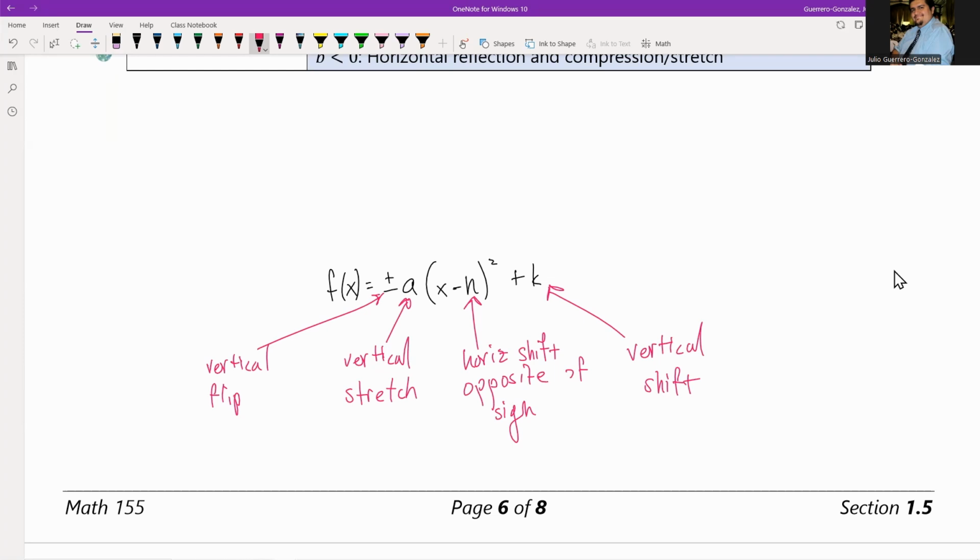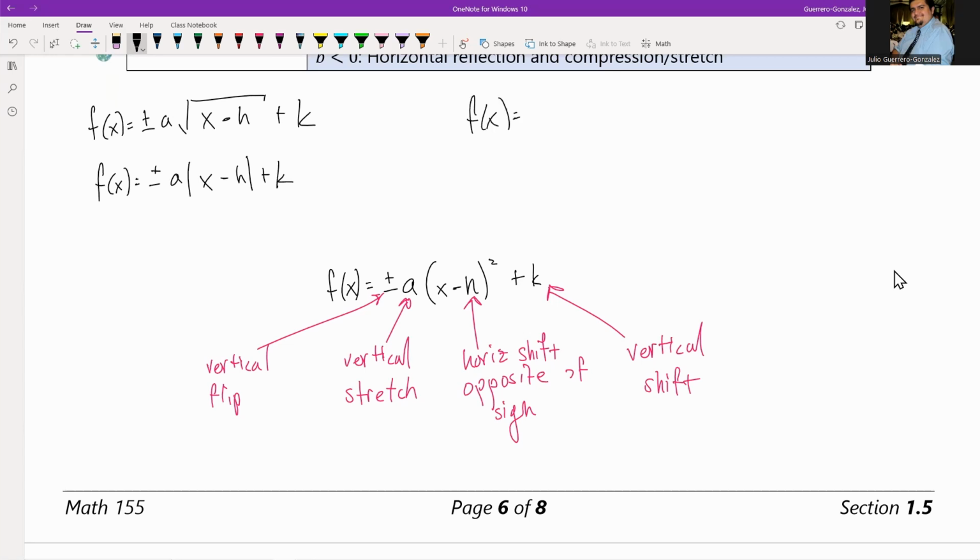Okay? And the reason why I like to do it this way better, okay, is because of this. f of x equals plus or minus a square root of x minus h, plus k. f of x is equal to plus or minus a absolute value of x minus h, plus k. f of x is equal to plus or minus a, x minus h, cubed, plus k. f of x is equal to plus or minus a, x minus h, squared, plus k.